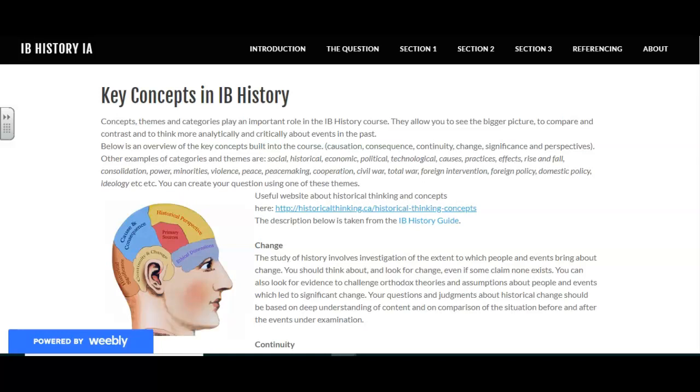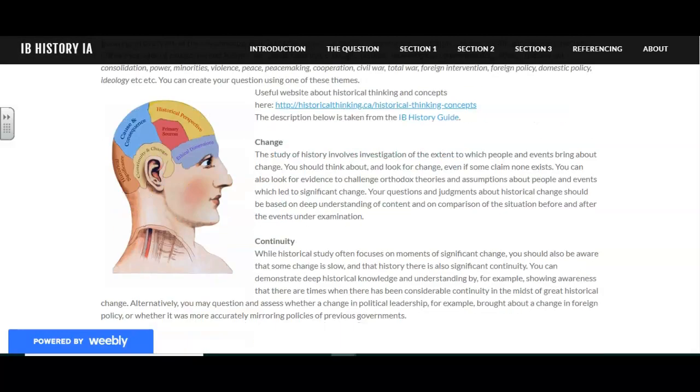Okay, you're talking about something that's changing. How did the change of Batista to Castro in Cuba really impact stuff? Okay, how did the continuity of the American presidential system, when you have an election and someone else comes in, how does this influence what's going on and make that system stronger? Okay, so you're going to be talking about those individual things.